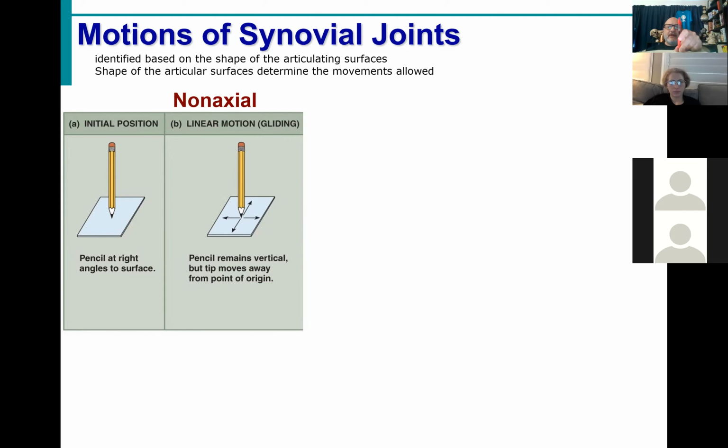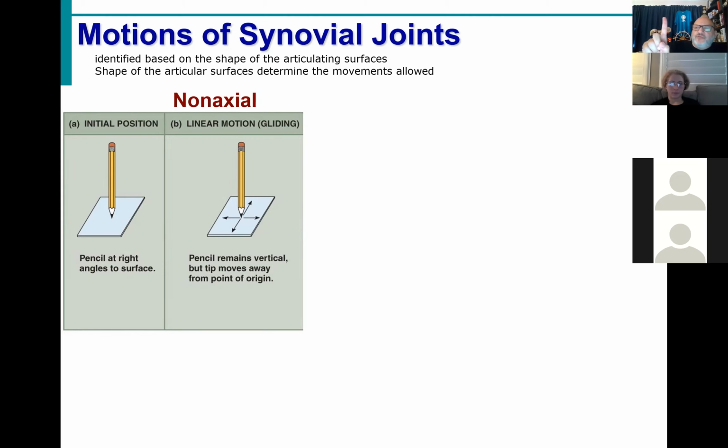However, I can change the angle. If instead I anchor the tip of the pen, then I am able to move it to the left or move it to the right, and I can change the angle. I can go from 90 degrees to 45 degrees to 110 degrees. I have that ability to move it back and forth. And that would be an axial motion.